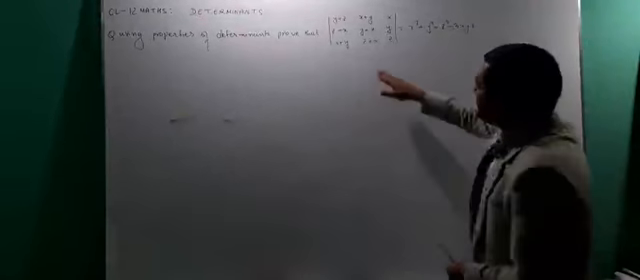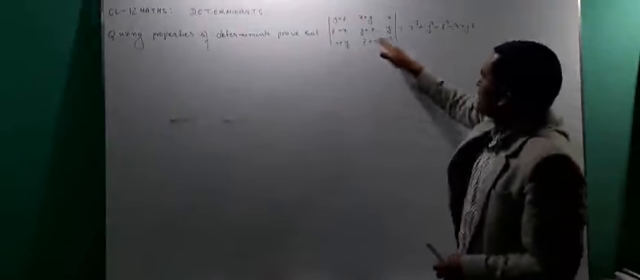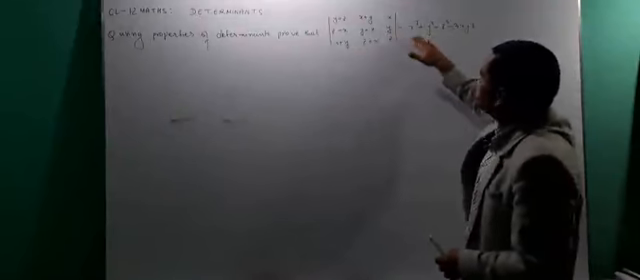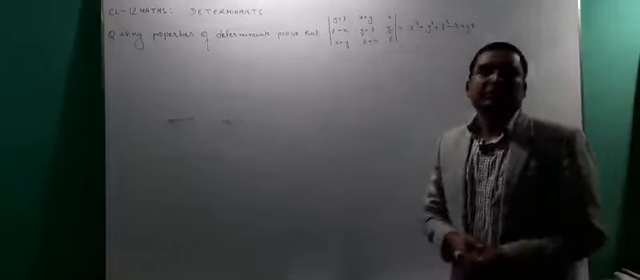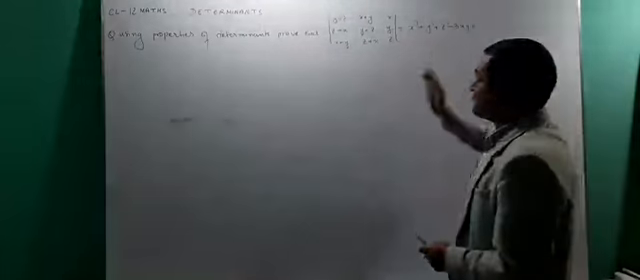Today's session question: a determinant is given. The question asks us to prove that this determinant equals x cube plus y cube plus z cube minus 3xyz. Now, this is the formula.